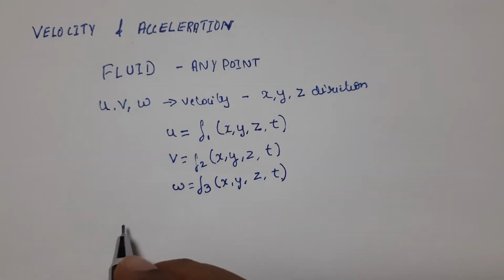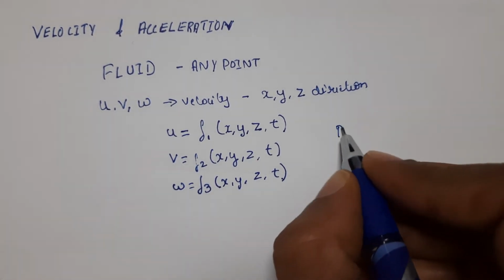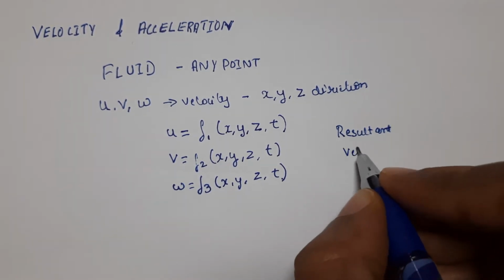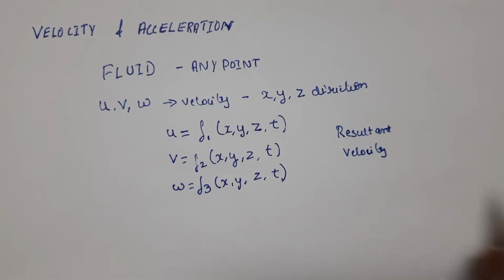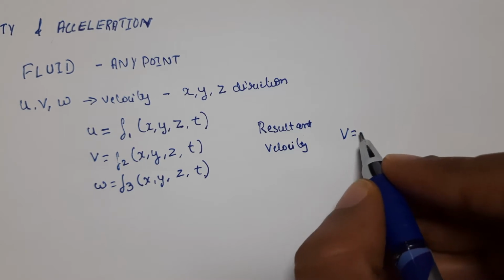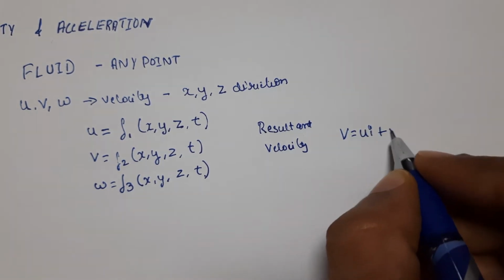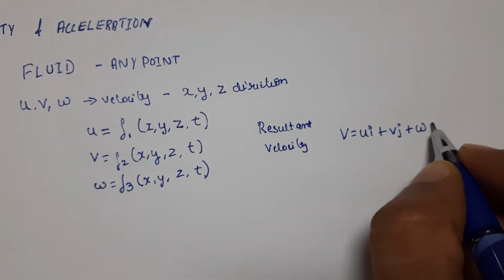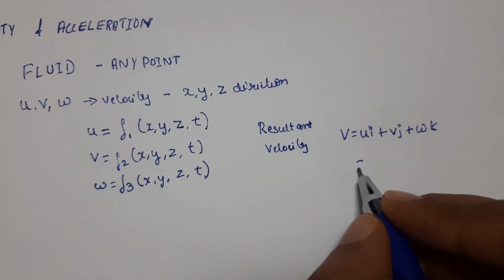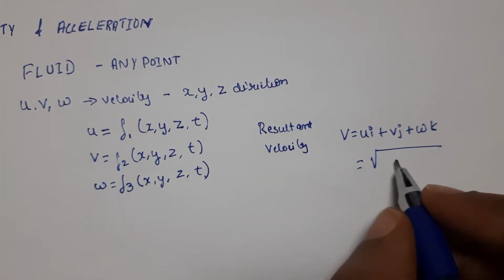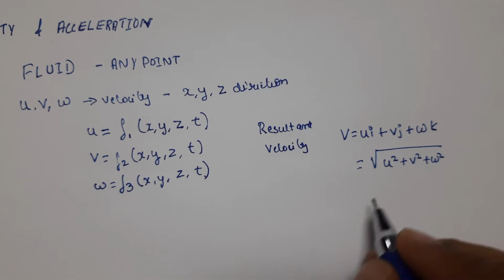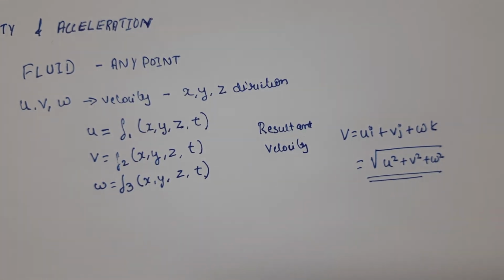Now the resultant velocity can be written as V is equal to ui plus vj plus wk. So this can be written as root of u square plus v square plus w square. So this is the resultant velocity.